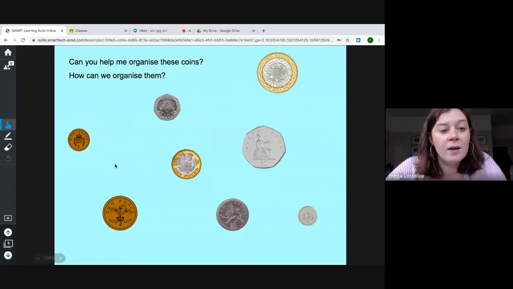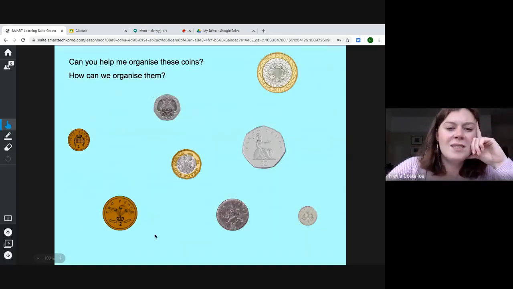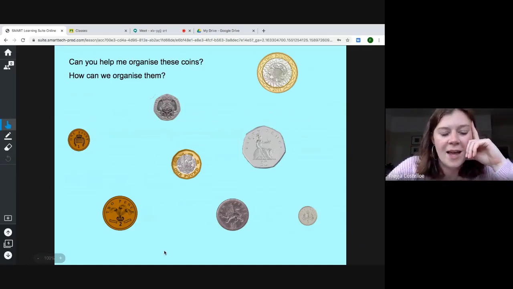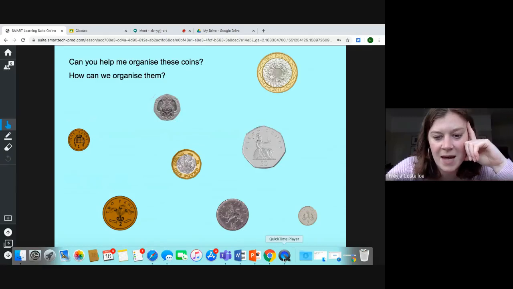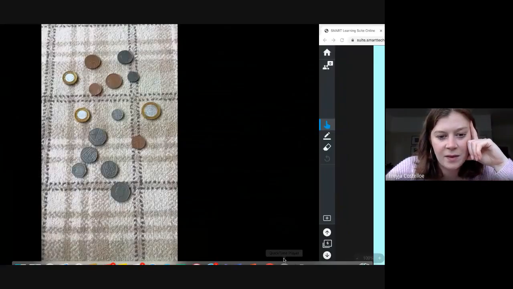So, I have got some coins and I want to put them into different groups, and I'd like you to help me organise them. But first, before we start, we're going to watch a quick video of me organising some pennies earlier on today. Okay, here we go.